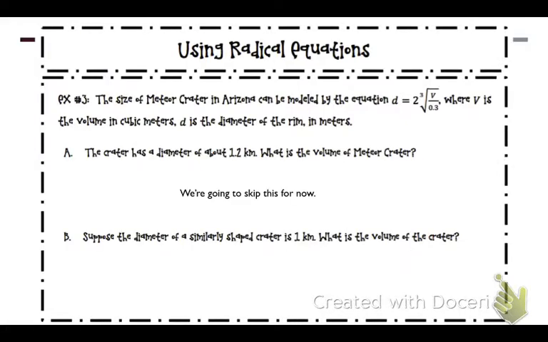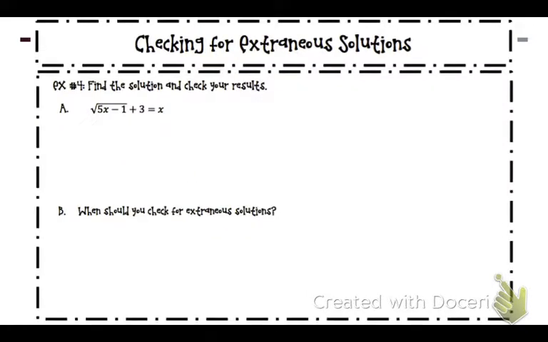We're going to skip this word problem for now, we'll come back to it later, maybe. Okay, this one gets a little trickier because we have an x outside of our radical. Still the same, still very doable.